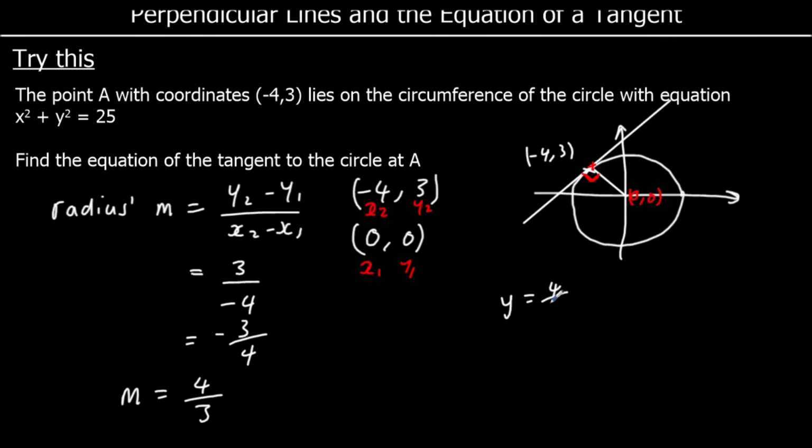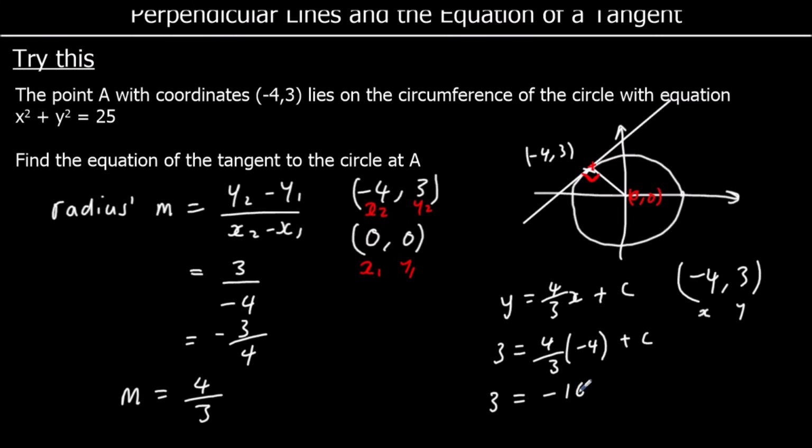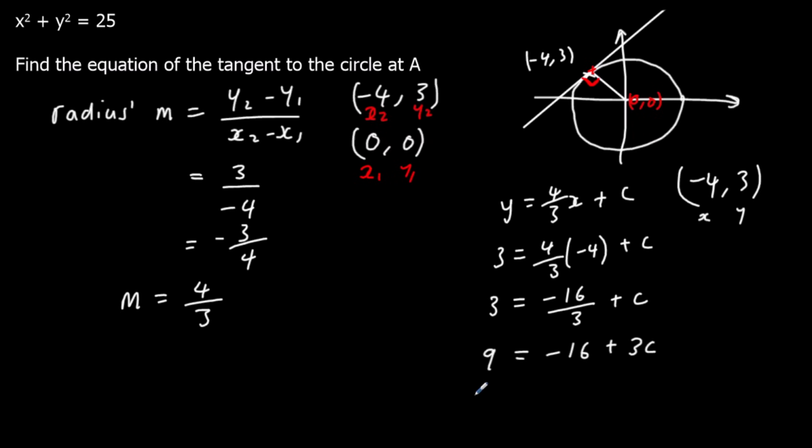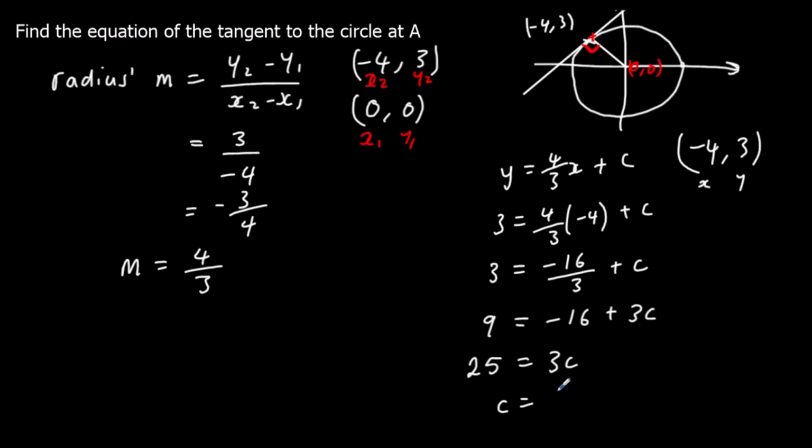So it's y equals 4/3 x plus c, and it goes through the coordinates -4, 3. So we can substitute them in to find c. So x and y, so it's 3 equals 4/3 times -4 plus c. So 3 equals -16/3 plus c. And again, I'm going to multiply through by 3. So 9 equals -16 plus 3c. Plus 16 to both sides. So 25 equals 3c. And divide by 3. c is 25/3. So the equation is y equals 4/3 x plus 25/3.